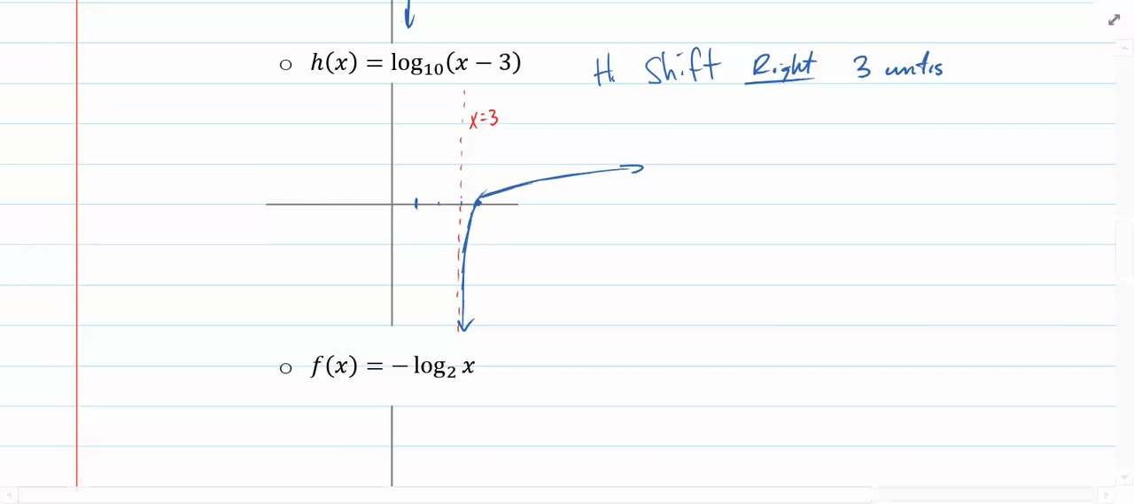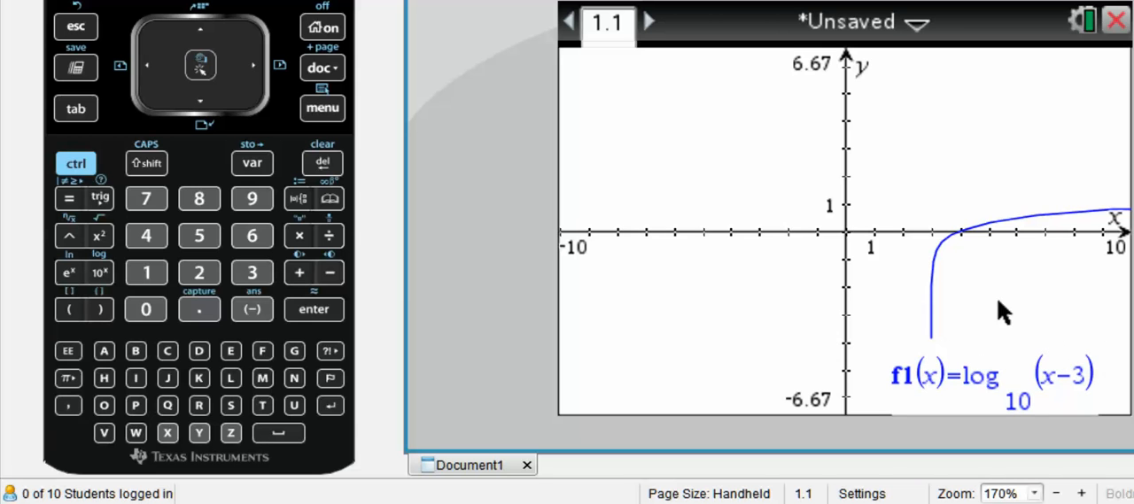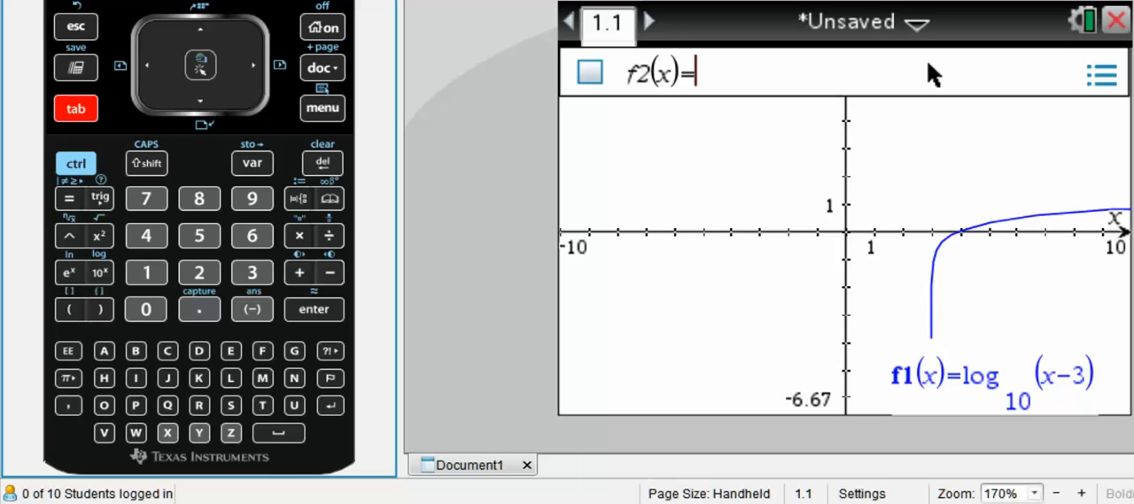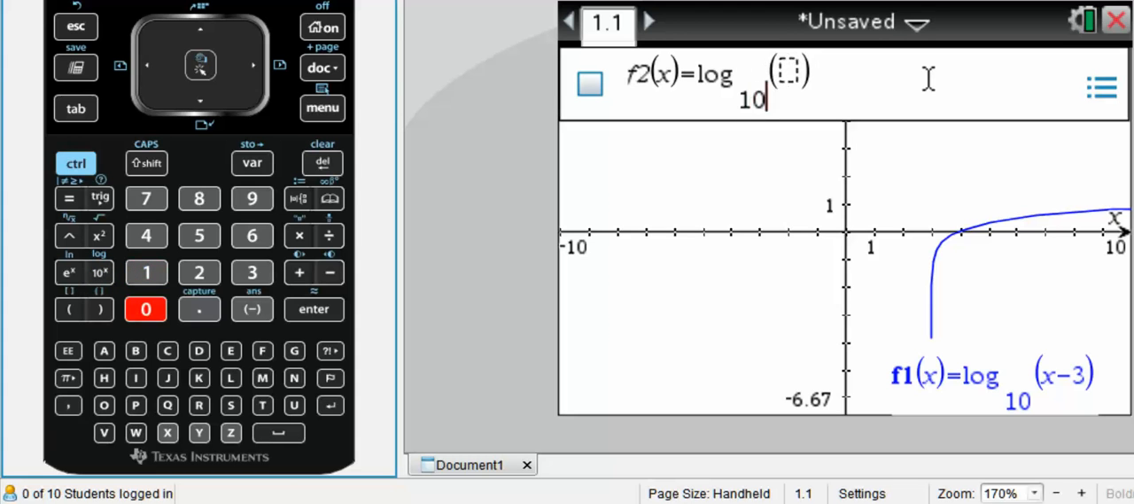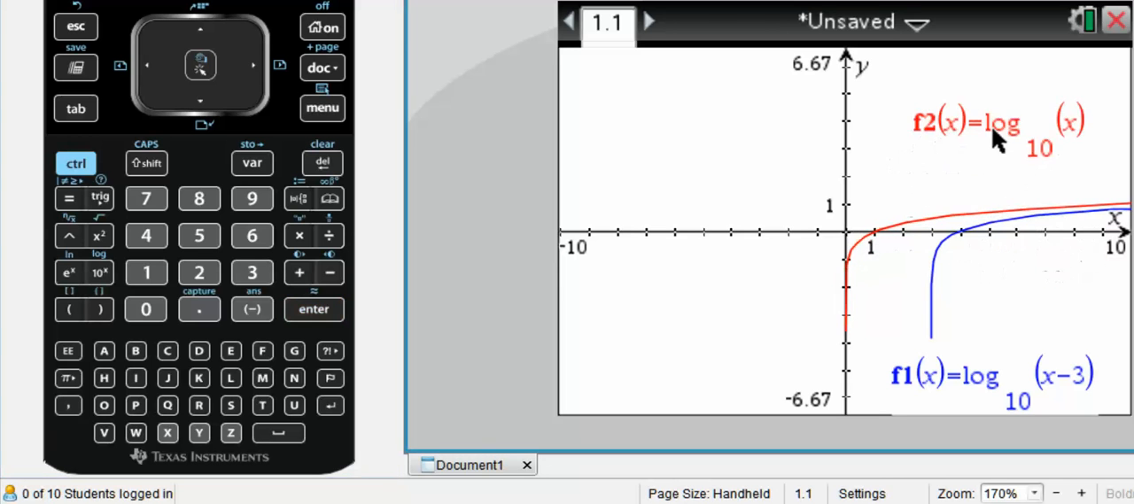Let's go take a look at this on our graphing calculator. Here's the graph of the logarithm base 10 of x minus 3. Notice the graph will stop here. It's not going to go any further to the left than x equals 3. And if I were to compare that to the original logarithm, we'll call the logarithm base 10 of x without any changes. This is the one that's closer to the y-axis. You'll notice that it is just further to the left. The blue graph has been shifted directly to the right.